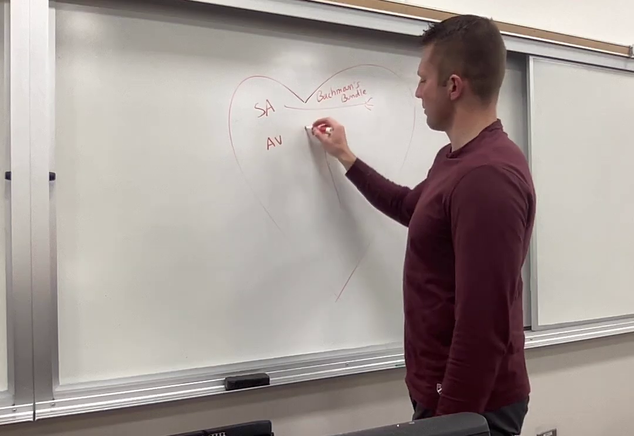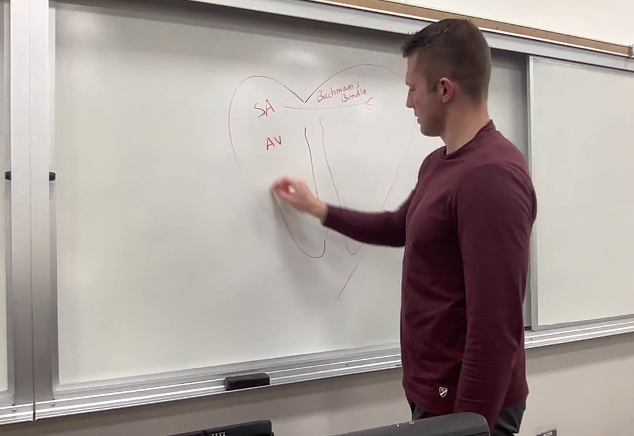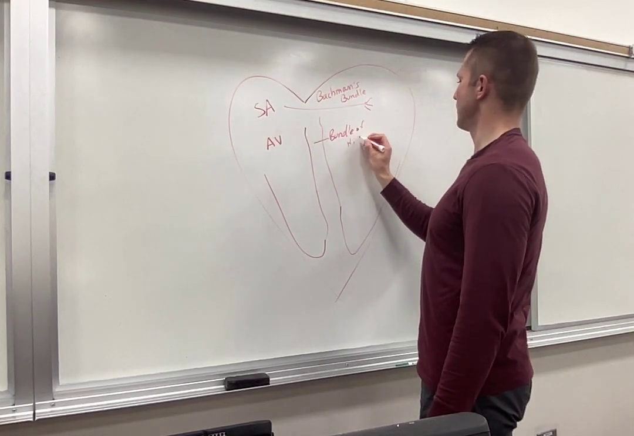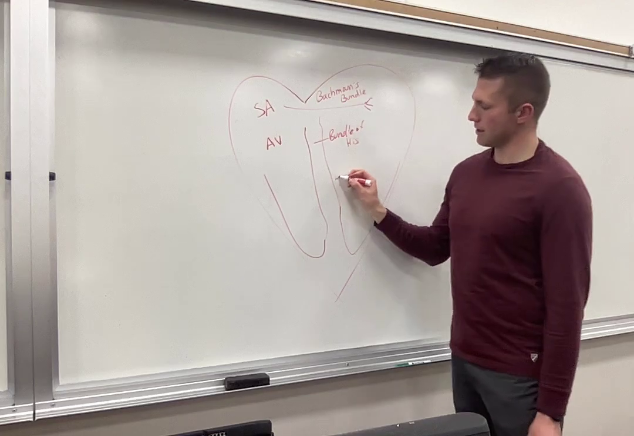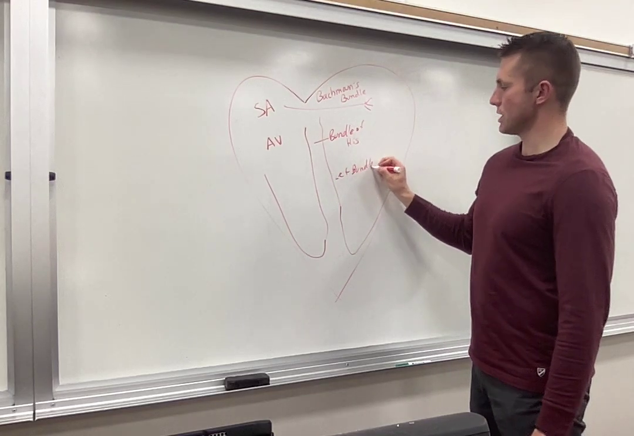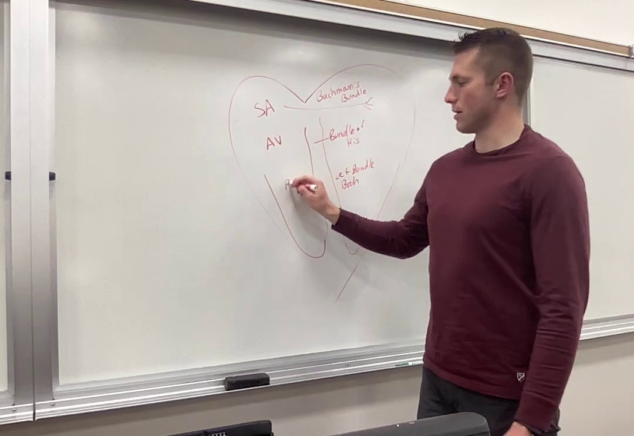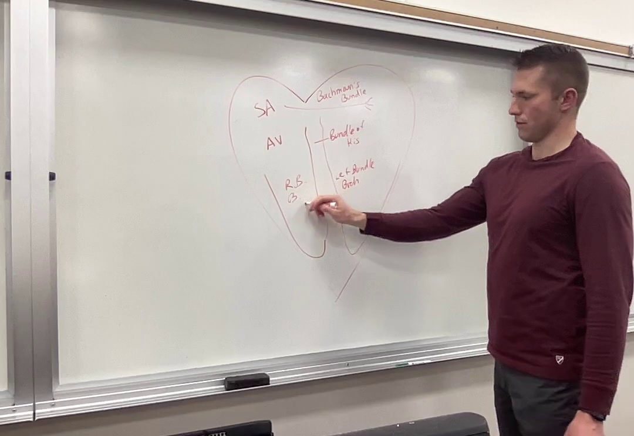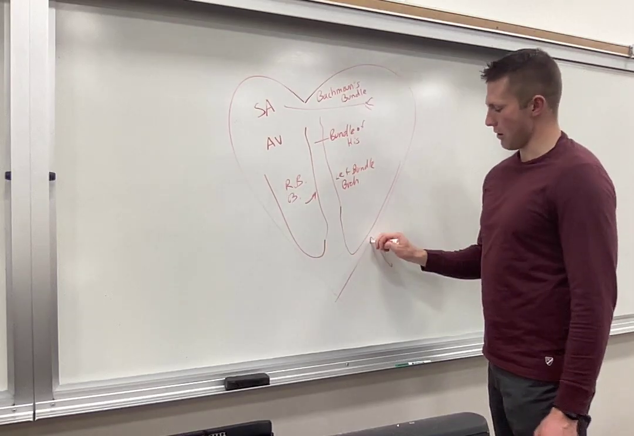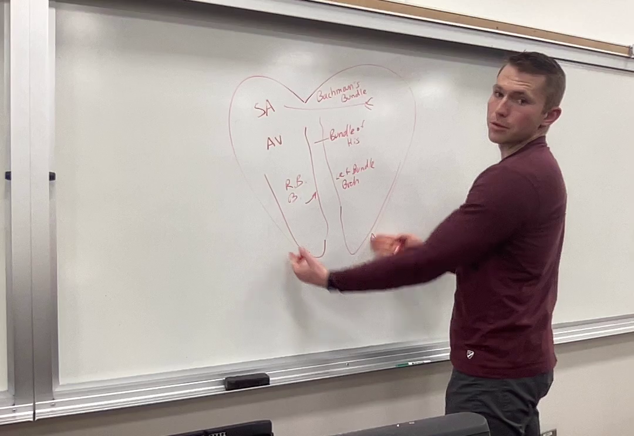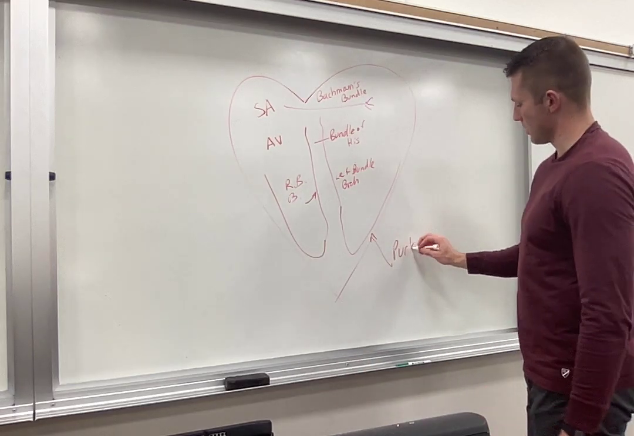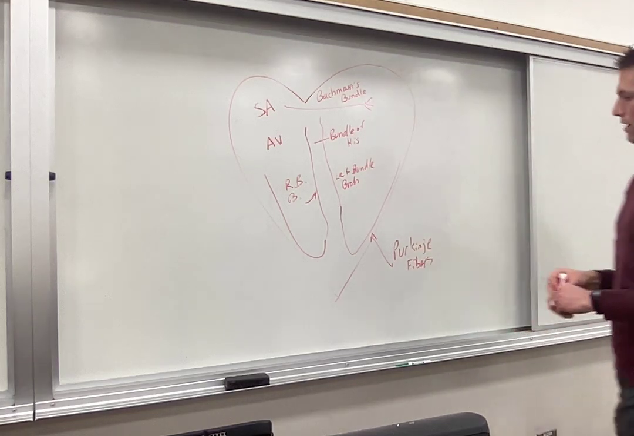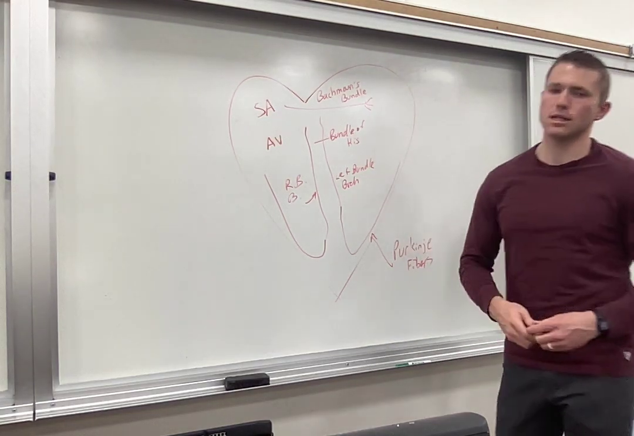Okay, then we've got our bundle of His. We've got our left bundle branches, and then our right bundle branches. And then we've got our Purkinje fibers. These are both our Purkinje fibers going up the ventricles. Cool.